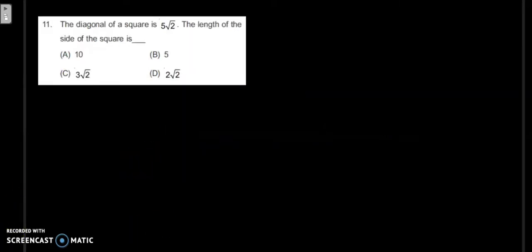Question number 11. Here the diagonal of a square is given, find the length of the side of the square. So many students remember this: the diagonal of a square will be what?